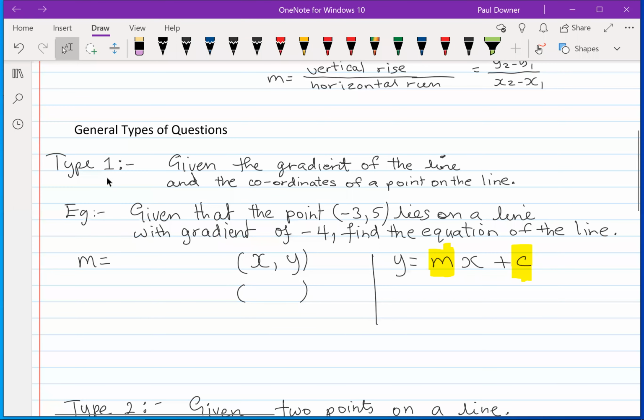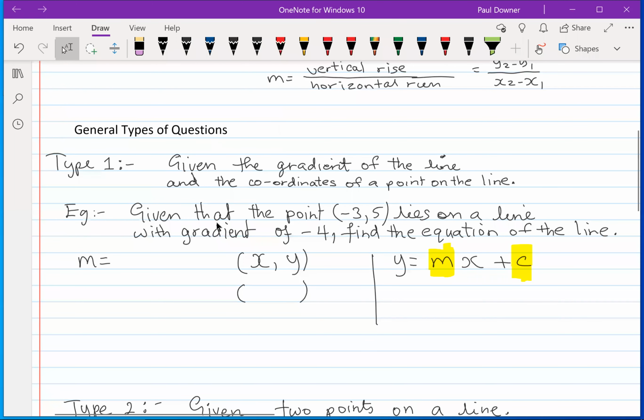The general types of questions you could get under coordinate geometry, and more specifically the equation of a straight line, would be this first type, where you're given the gradient of the line and the coordinates of a point on the line, and they ask you to find the equation of that particular line. So let's look at an example where you are given the gradient of the line and the coordinates of one point on the line.